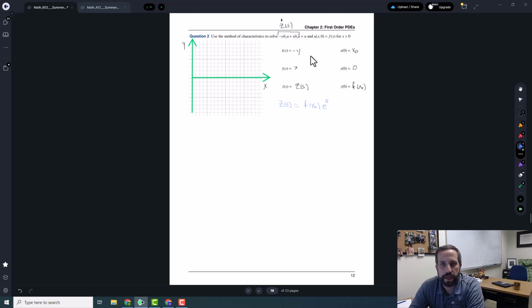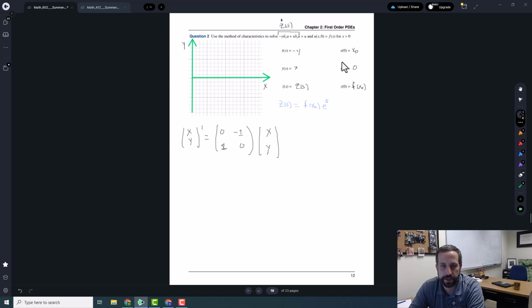So now let me think through how I can solve this system of differential equations. Well, I'm going to write it in matrix vector form. So I'm going to write x, y prime is equal to the matrix 0, minus 1, 1, 0 times x, y.